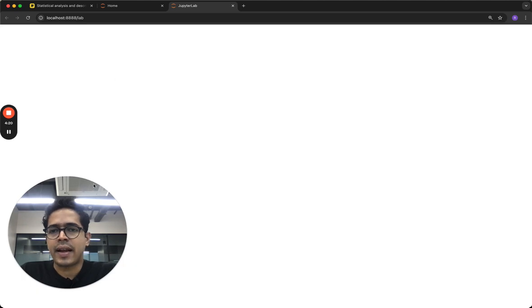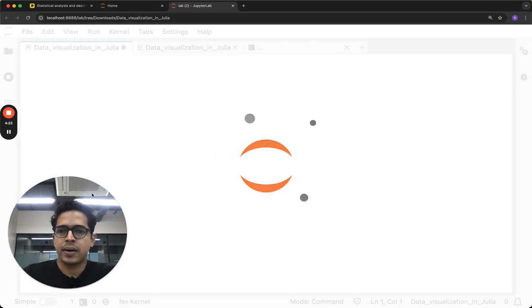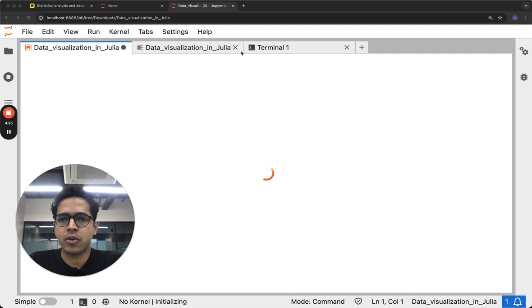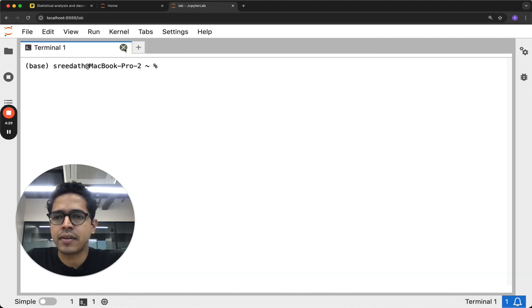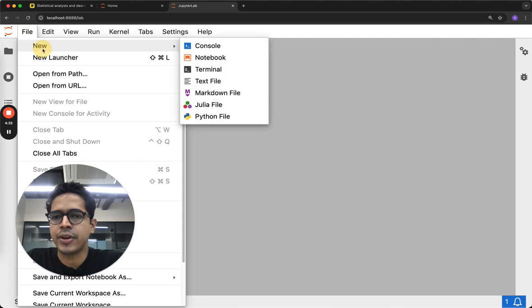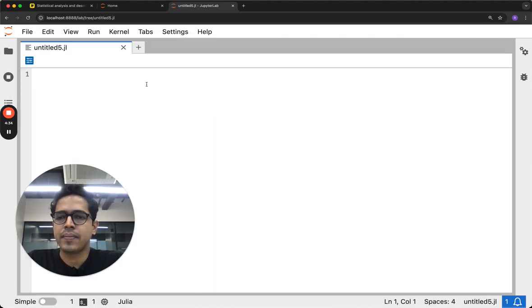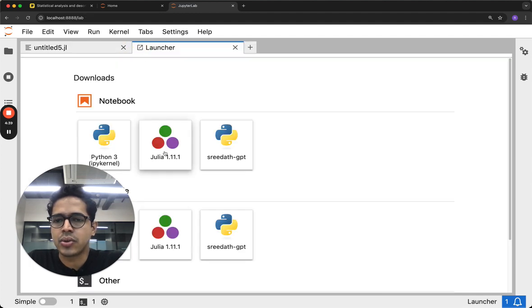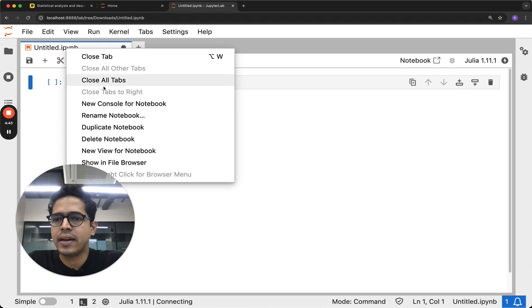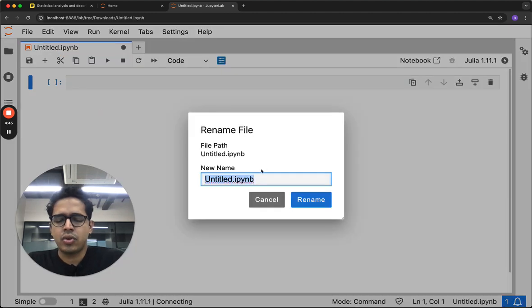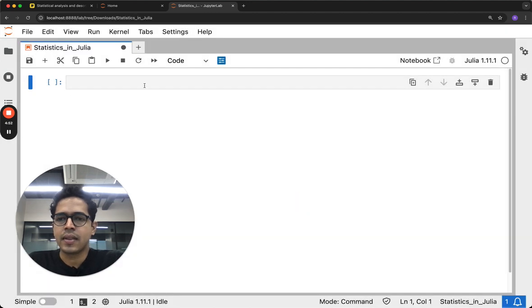Click open Jupyter Lab here. Jupyter Lab will open, and these are some of the notebooks which we have been working on in the previous lectures. So I'm going to close this, and we can start from a fresh notebook. Actually I want a notebook, so I'll click Julia 1.1.1 notebook, and it's not an IPy notebook, so right click, rename. This could be statistics in Julia. I'm just titling the notebook like this.